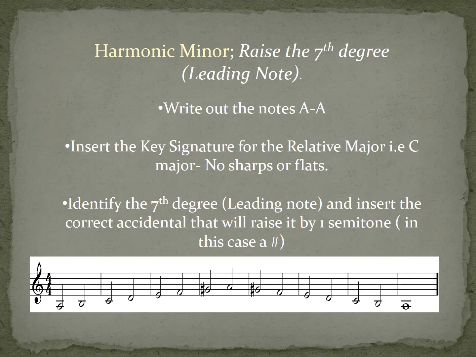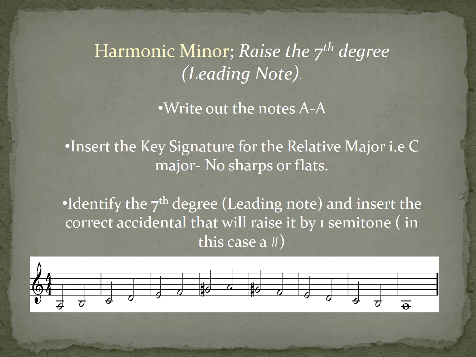So now we come to the harmonic minor. The difference between the natural minor and the harmonic minor is that in the harmonic minor we must go to the 7th degree and we must add an accidental that raises that 7th degree, or the leading note of the scale. So you would do exactly the same as the relative of the natural minor. You would write out the notes of A to A. You would insert the same key signature as you did for the natural minor from the relative major, in other words C major. But then you would identify the 7th degree of the scale, the leading note, and insert the correct accidental that will raise it by 1 semitone.